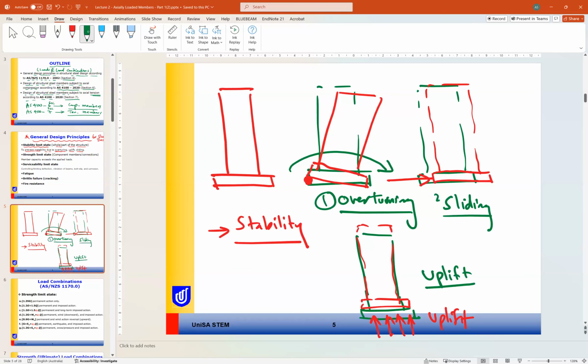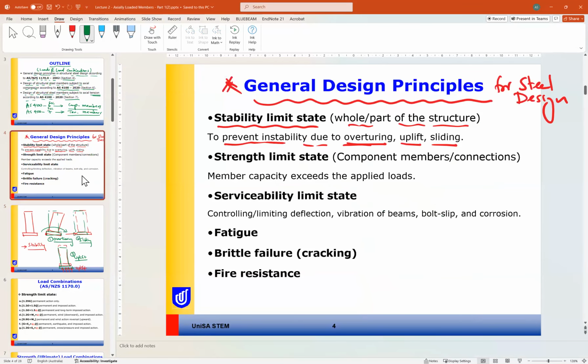So the three stability concerns we need to consider in our design are sliding, overturning, and uplift. So the principal designs for steel should consider the stability limit states to prevent the overturning or uplifting or sliding.